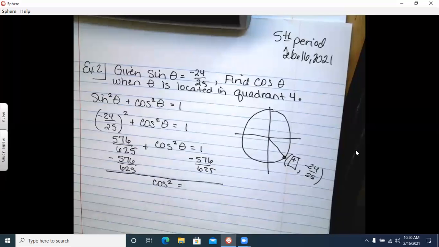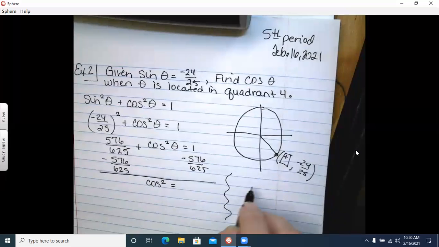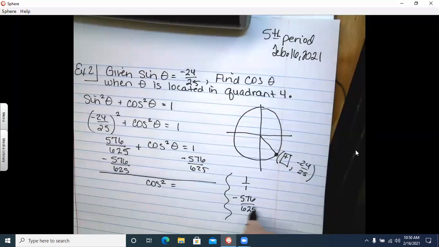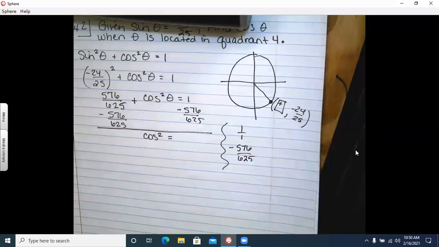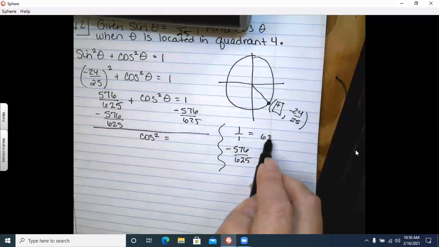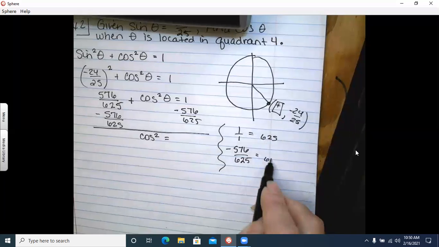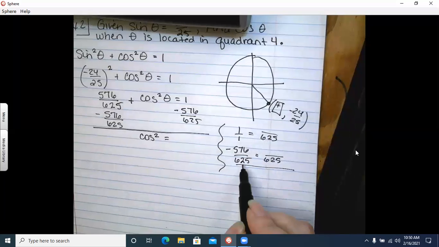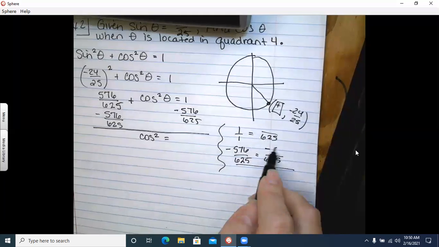All right, so we're going to need to do the math. What is 1 if I want to make it a fraction? Okay, so 1 over 1 minus 576 over 625. Can I subtract them the way they are? No, because you have to have a common denominator, which is going to be what? 625. So the bottom denominator did not change. 625 is still 625, so I know the numerator will still be minus 576.